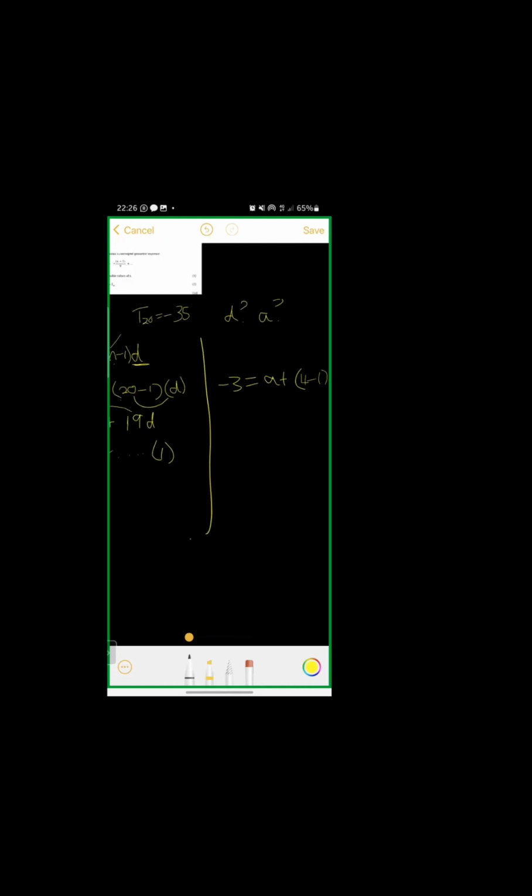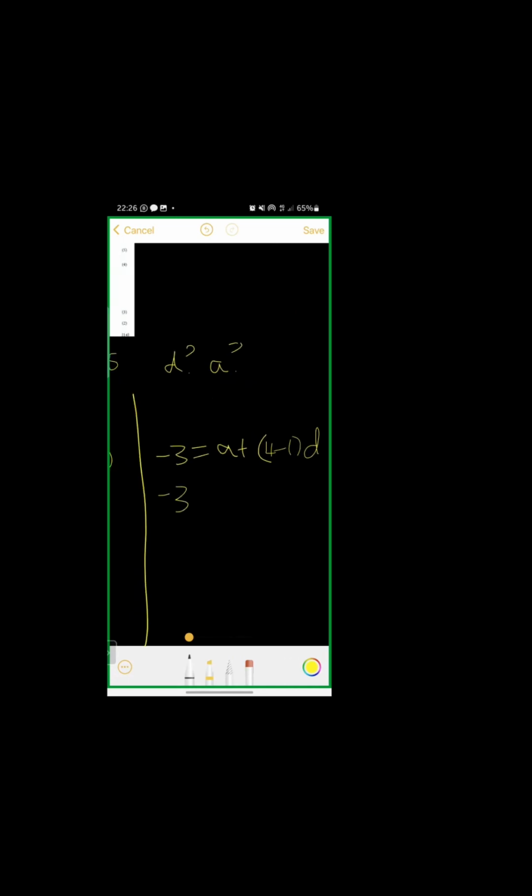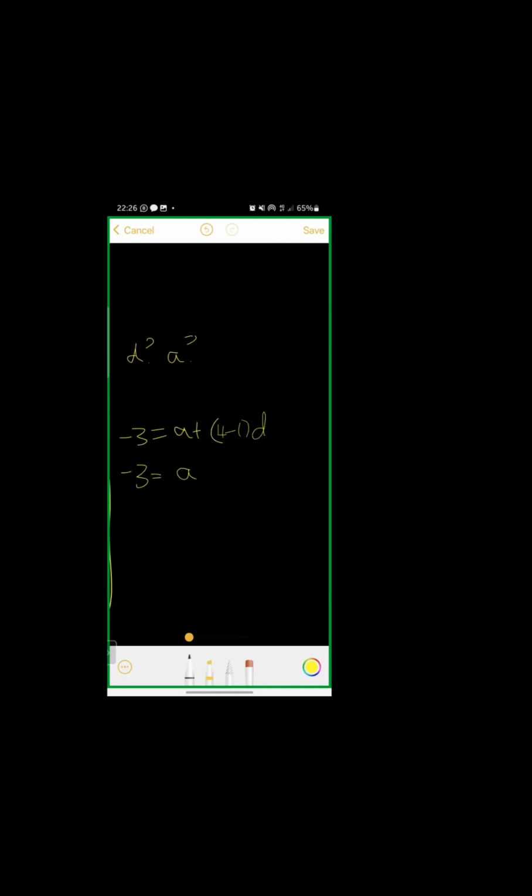And now let's move to this one. So we still have -3 is equal to A plus 3D.